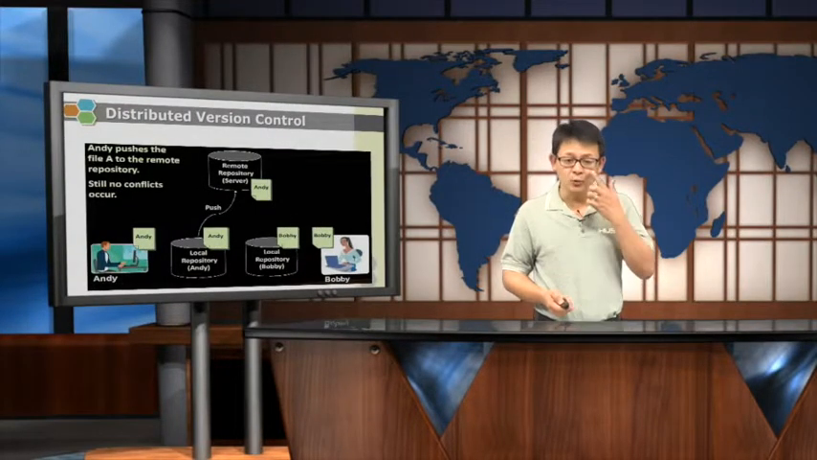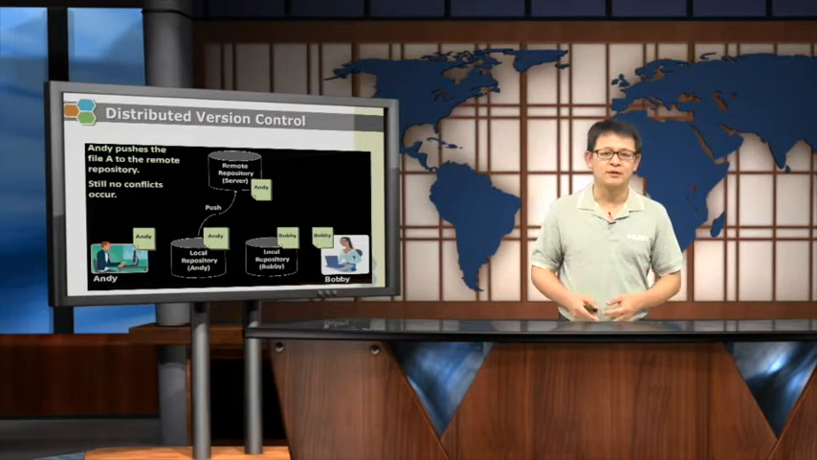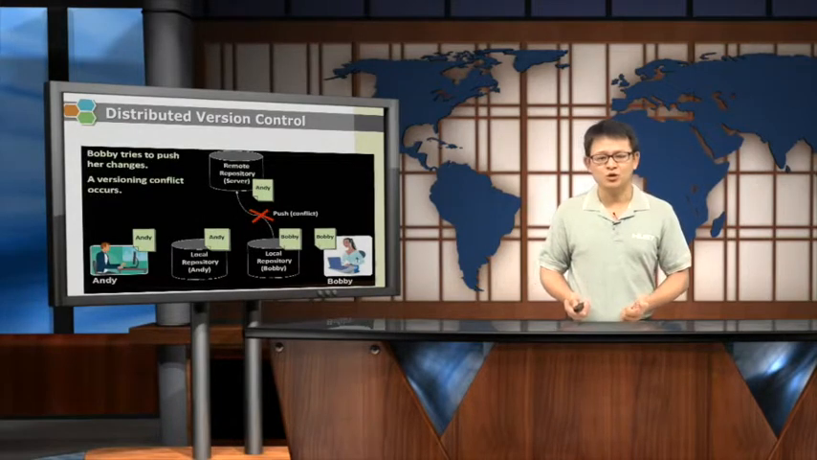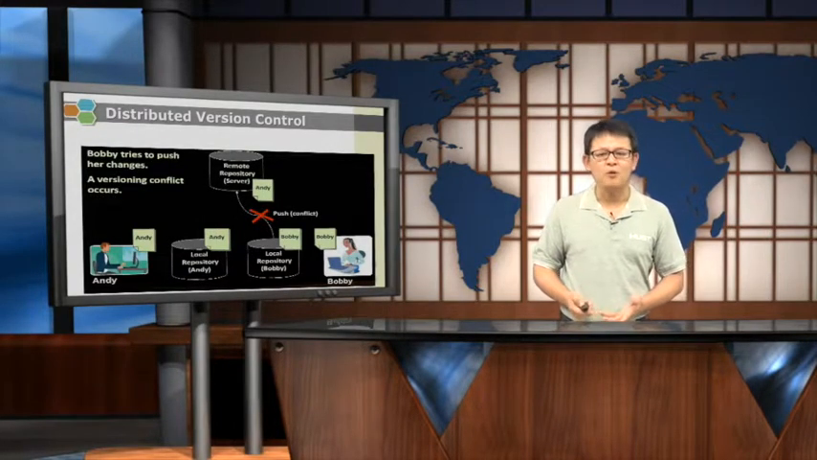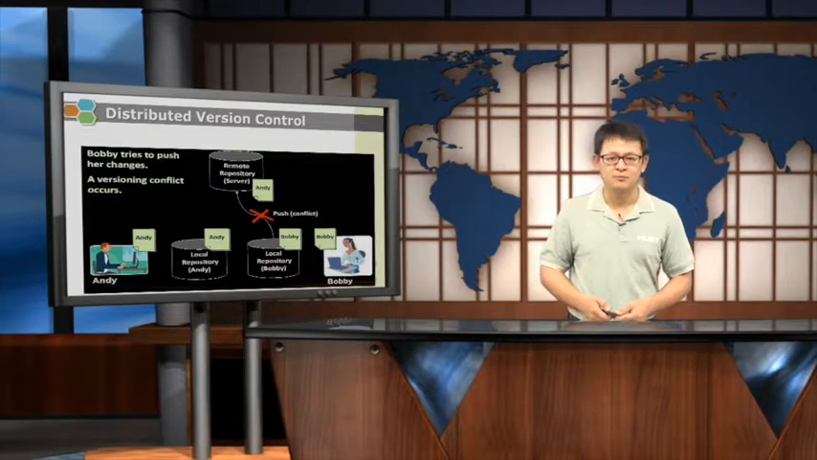And then Andy will push the modification from the local repository into the remote repository. Bobby also wants to do the same thing, but the problem is that the local repository of Bobby now doesn't contain the modification made by Andy. So that means it has some conflict here. So first, Bobby has to solve the conflict before being able to push the modification into the remote repository.